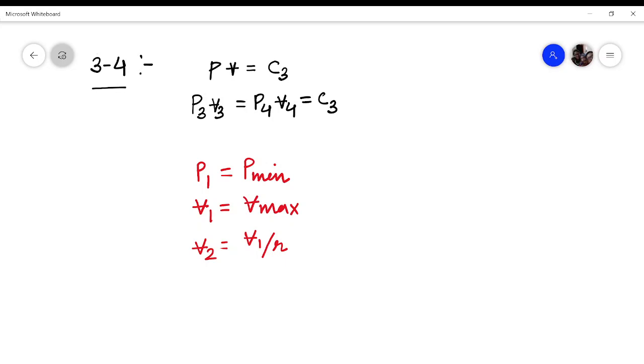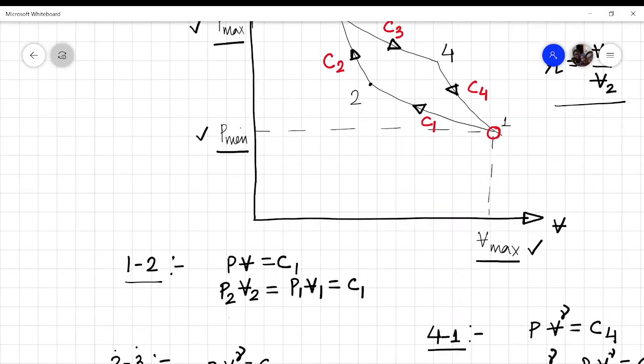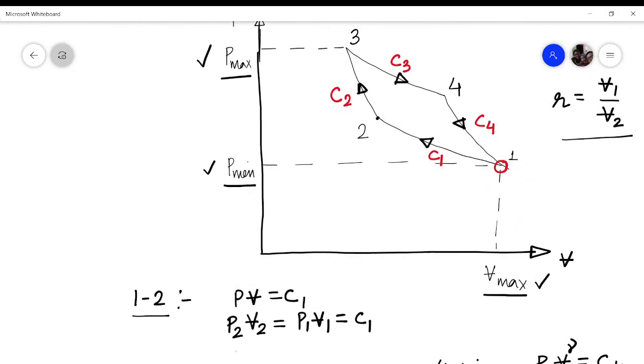Now if I look at process 1 to 2, along 1 to 2 the constant is C1. So I will be evaluating this C1, which is P1 V1. Once I know this constant, I can proceed further to the process number 2 to 3. Along 2 to 3 the constant is C2.